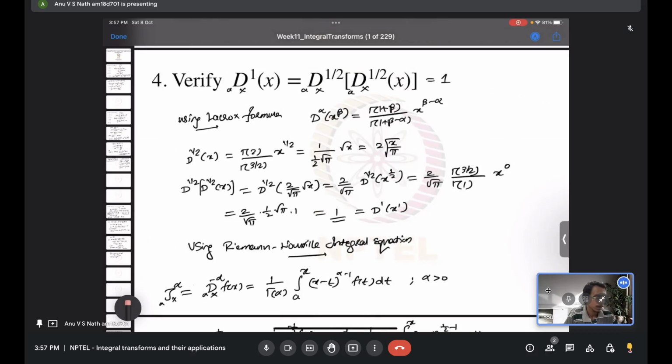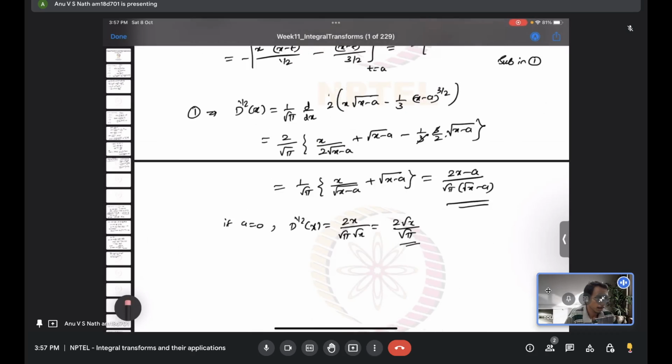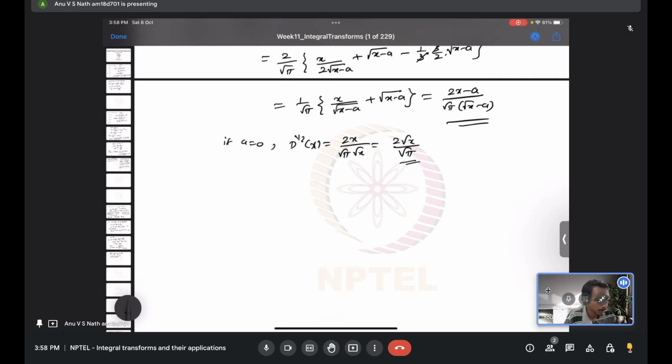Like we are checking whether this is consistent with the fact that d raised to 1 of x is indeed 1. So it will be. So this expression is actually valid. That's what I am saying. So if we repeat the process again, we will see that. Now we are repeating this, d raised to half of d raised to half of x again.